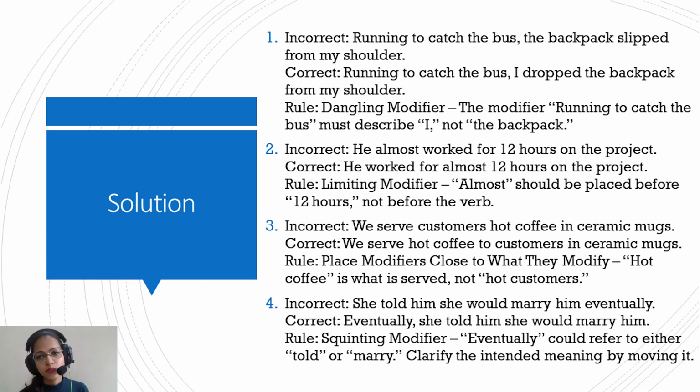"Running to catch the bus, the backpack slipped from my shoulder." "Running to catch the bus" is the modifier, followed by the subject. Correct: "Running to catch the bus, I dropped the backpack from my shoulder." So "running to catch the bus" must describe "I" and not the backpack.